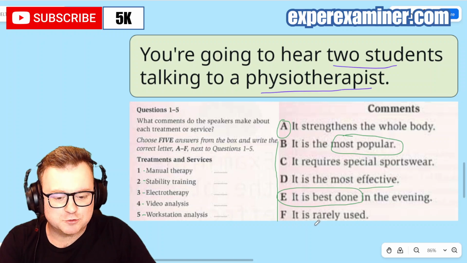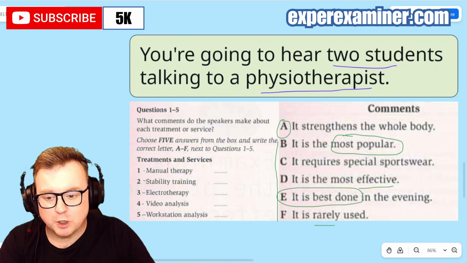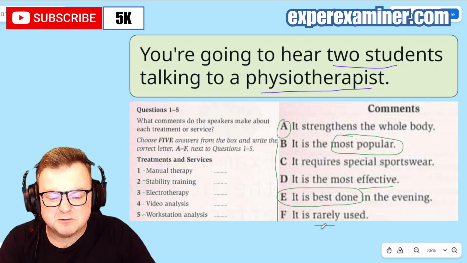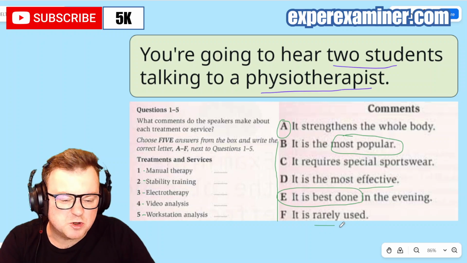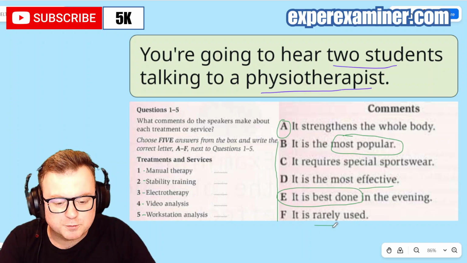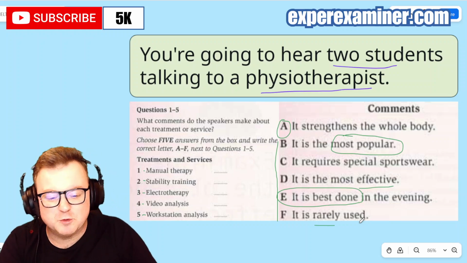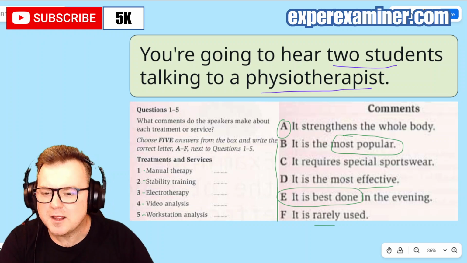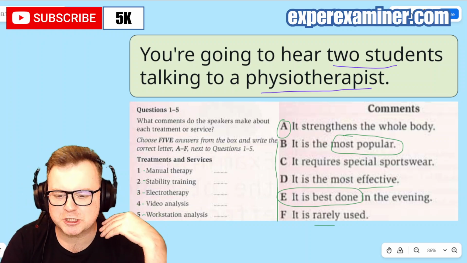And then F, it is rarely used. Rarely is the opposite of often. So hardly ever. Nobody really chooses this, or not many people go for this option. I've only ever really seen this once or twice in my professional life. That's the type of language we should expect to hear.